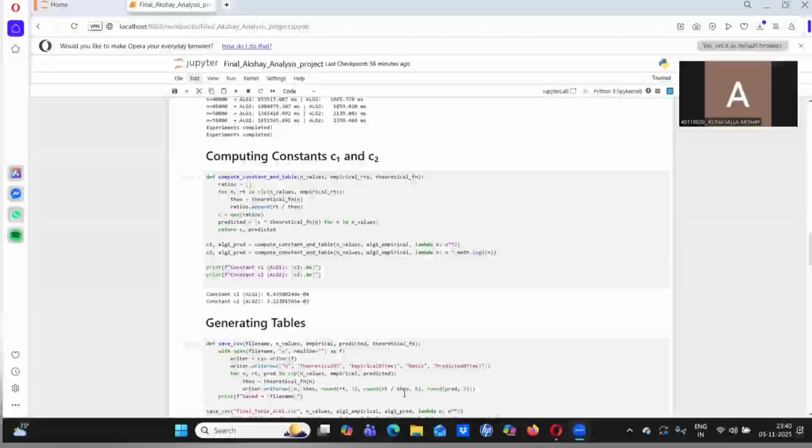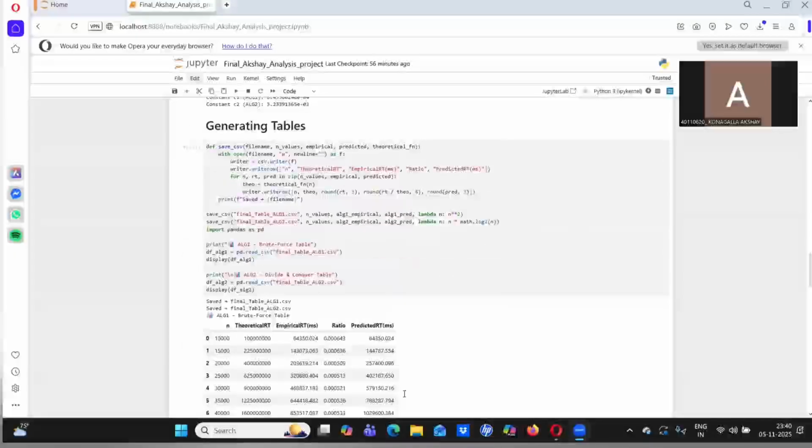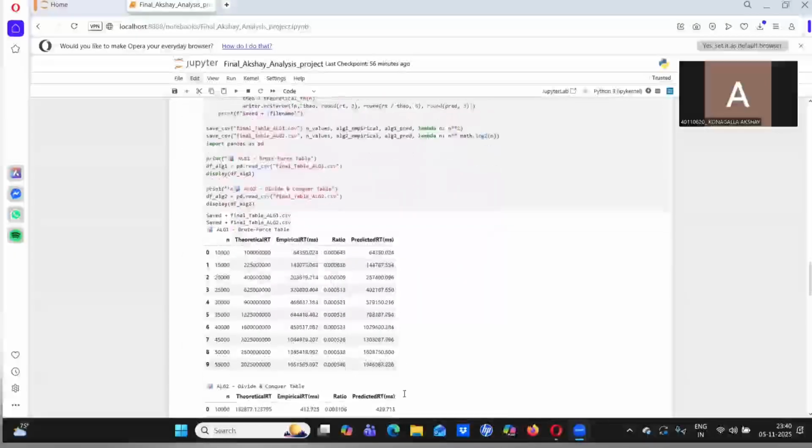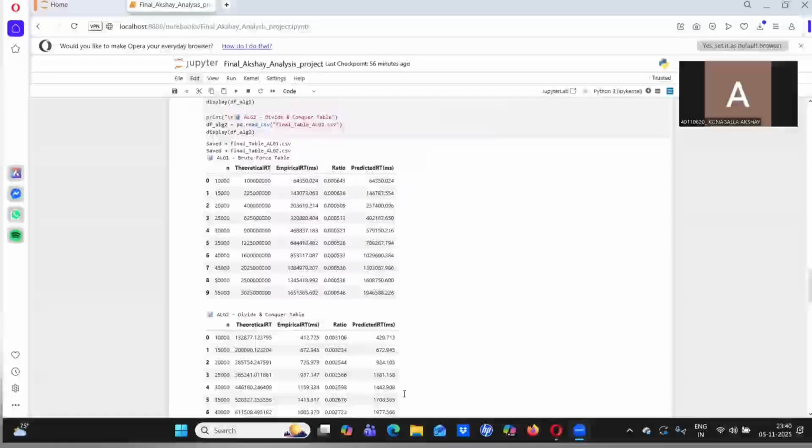For generating the tables, two tables summarize the experimental data. As you can see, the tables for the two algorithms include columns for the n value, the theoretical runtime, the empirical runtime ratio, and the predicted runtime. This table clearly shows the quadratic growth of algorithm 1 and the near-linear growth of algorithm 2, confirming the theoretical trends.